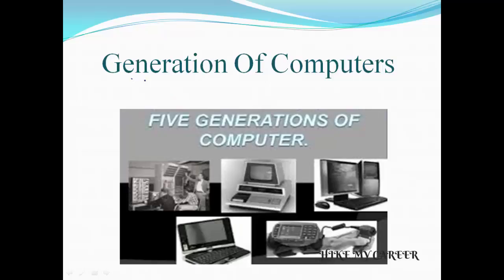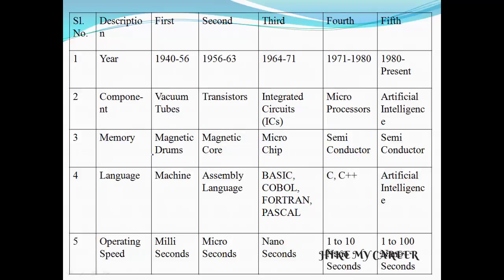Next is generations. Generation of computer is very important. There are 5 generations of computers: first, second, third, fourth, fifth. First generation year is 1942 to 56. Friends, please note the years. Second generation is 1956 to 63. Third generation is 1964 to 71. Fourth generation is 1971 to 1980. Fifth generation is 1980 to present.